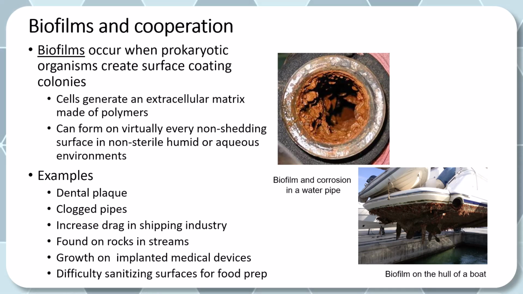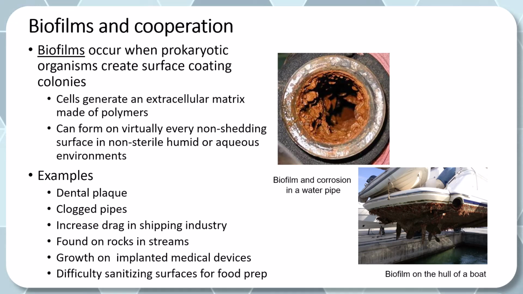Biofilms are another kind of cooperation. This is when prokaryotic organisms can create a kind of surface coating colony. The cells actually start to generate an extracellular matrix, so they secrete material outside of the cells that links the cells together. This forms on virtually every non-shedding surface in non-sterile, humid, or water-based environments.